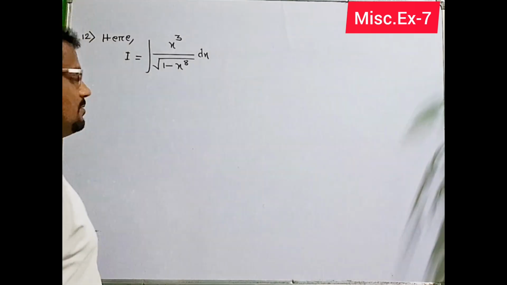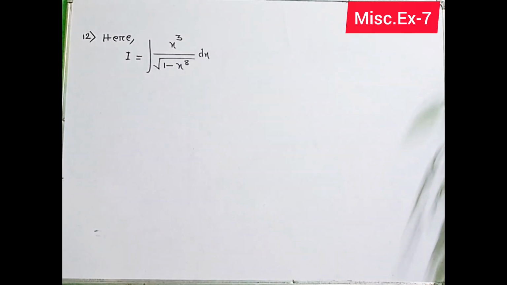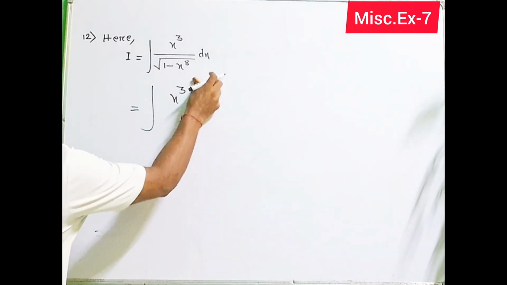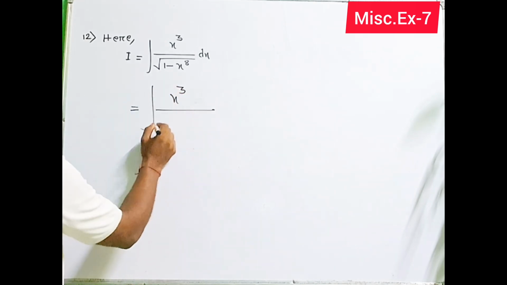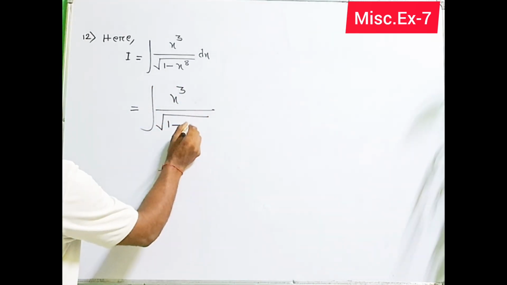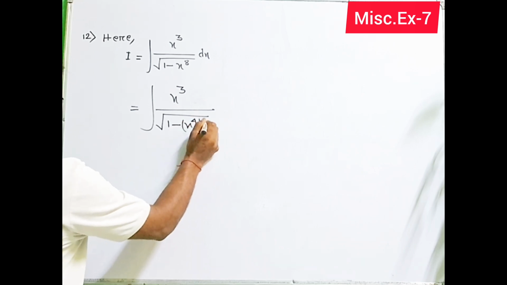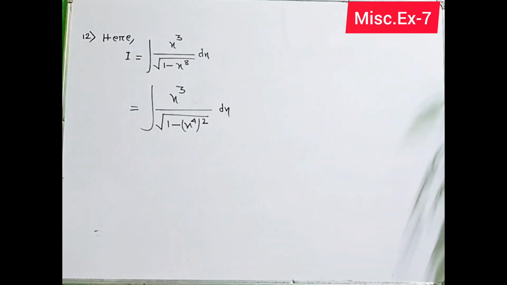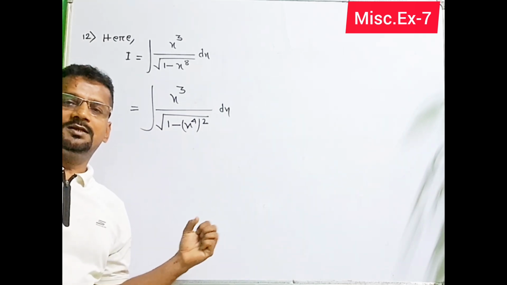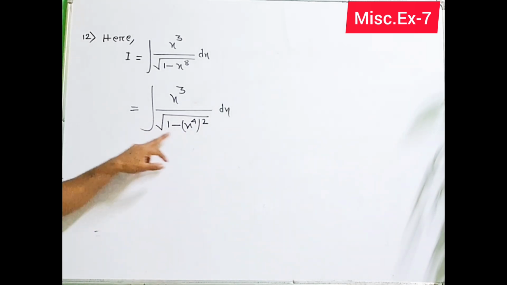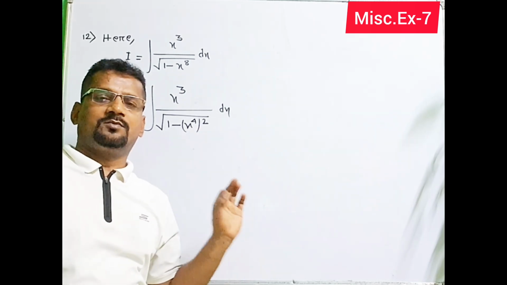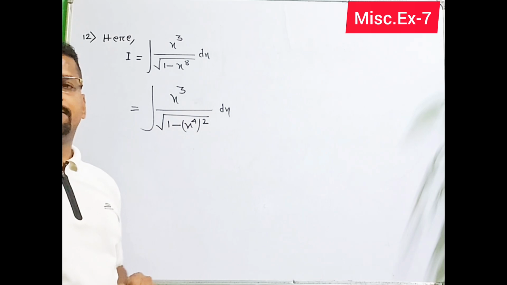Now question number 12. It's an easy one. You can solve it yourself also. It is x cube divided by root over 1 minus x to the power 8. So we can write 1 minus x to the power 4 whole squared, dx. Now from here, can you guess what to be considered as t? Definitely x to the power 4. If you take x to the power 4 as t, then the derivative of x to the power 4 is what? 4x cube. So x cube is coming.